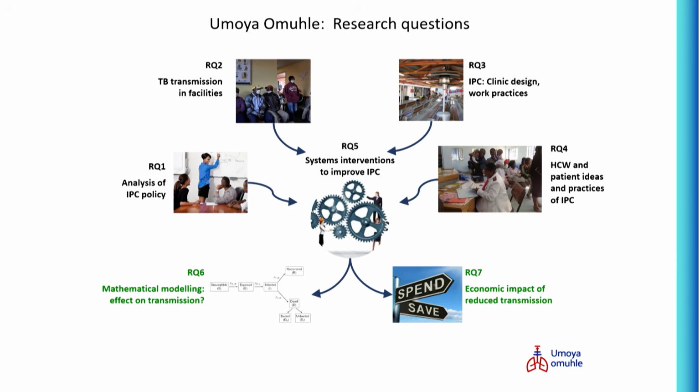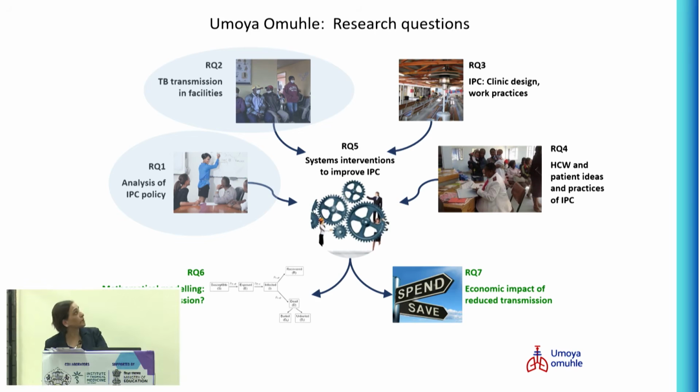So these were our 6 work packages. The first one was an analysis of IPC policy, the history of IPC policy in South Africa. The second one was an epidemiological study. It was a prevalence study nested within this health system work. So this was looking at what is actually the burden, the prevalence of nosocomial transmission. The third was a study of clinic design and work practices, so very much looking very closely at what the space looks like, where are the windows, how do people move through this space.